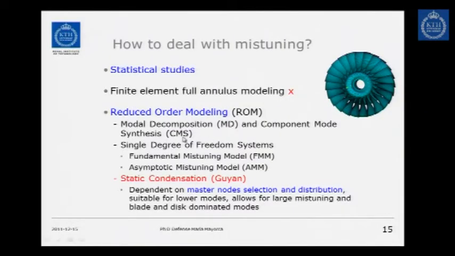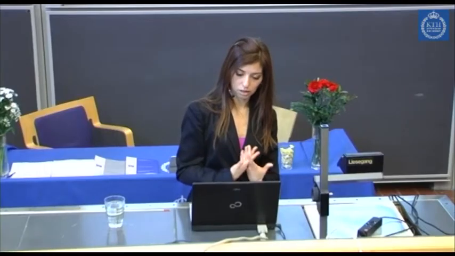A large body of study on the structural effects of mistuning has been done, especially with these methods. But lately, the aerodynamics have been included. For this, the methods that have given us most understanding are the fundamental mistuning model and the asymptotic mistuning model, which treat the blade as a single degree of freedom coupled, and then they can see how the mistuning could affect the forced response or the flutter.